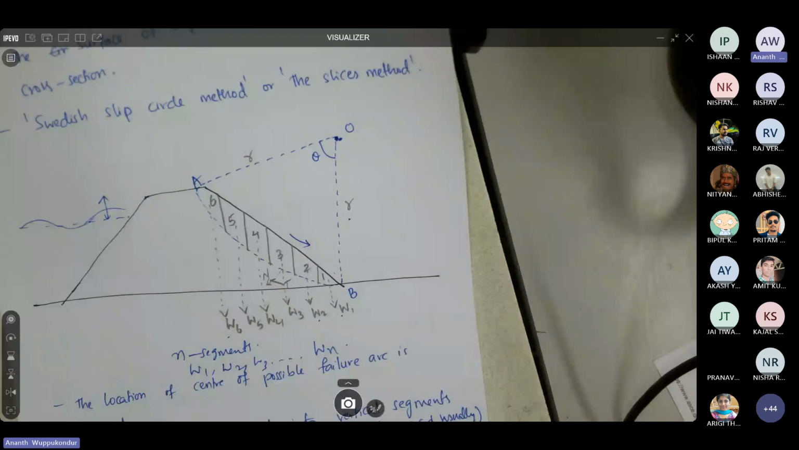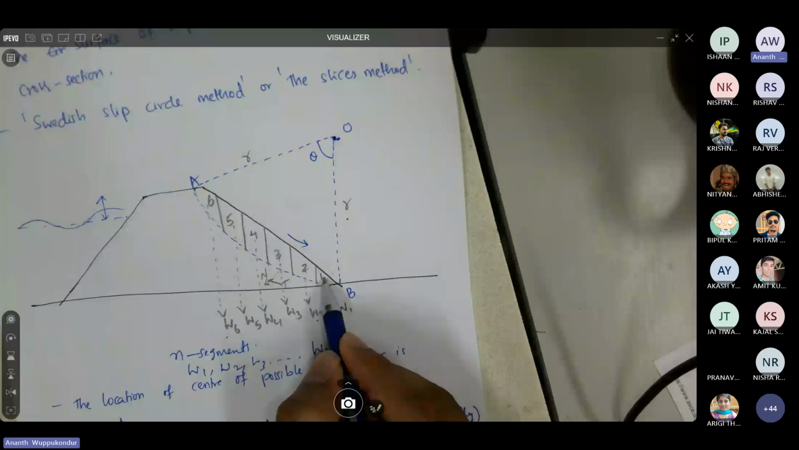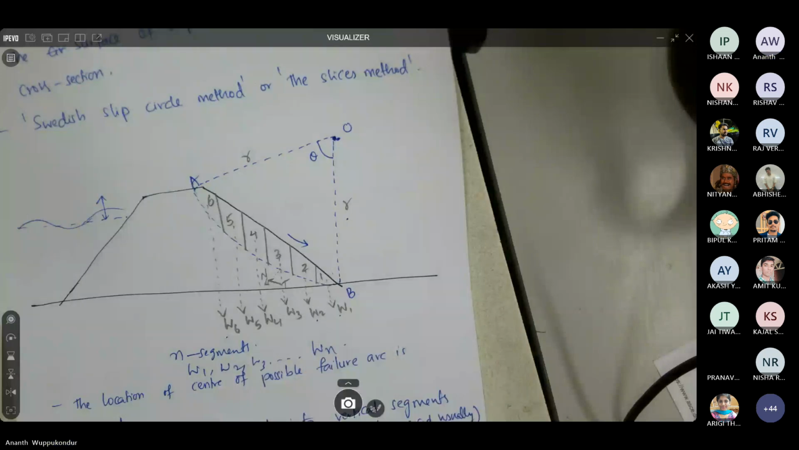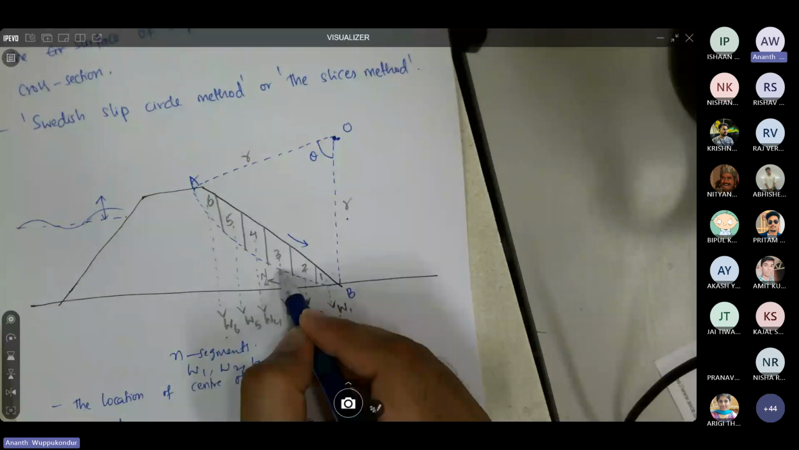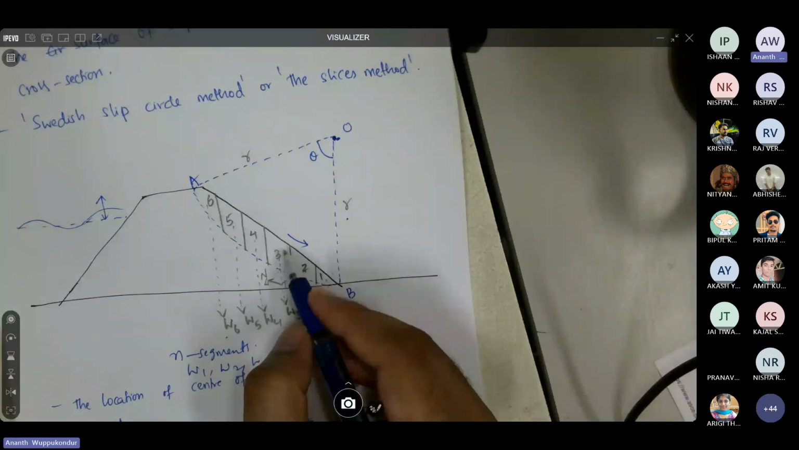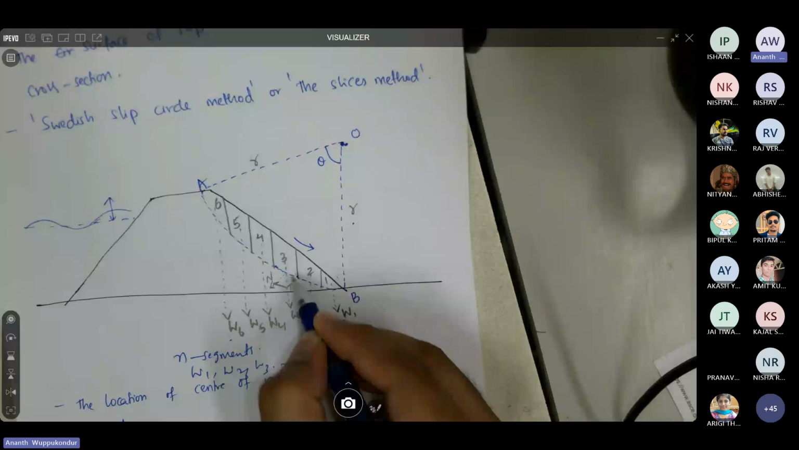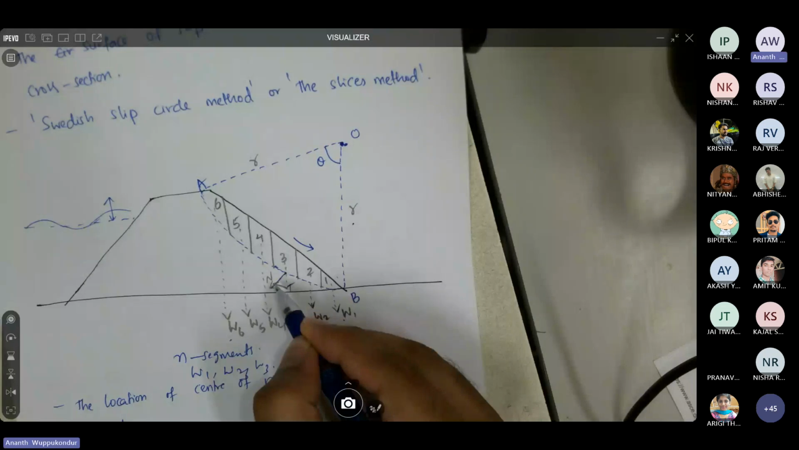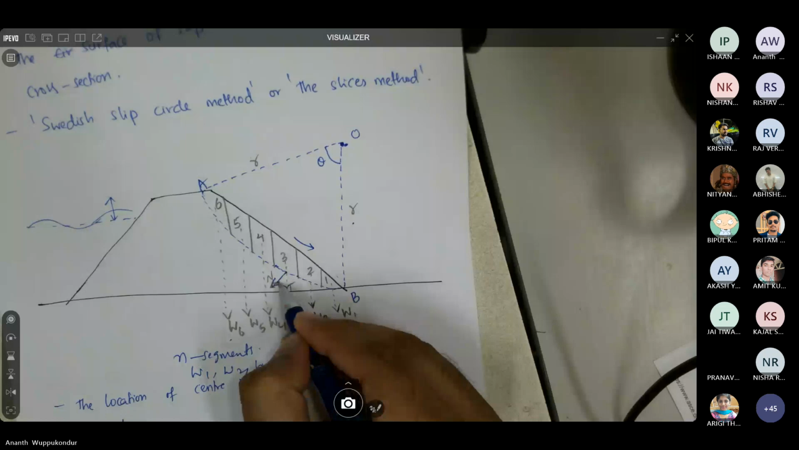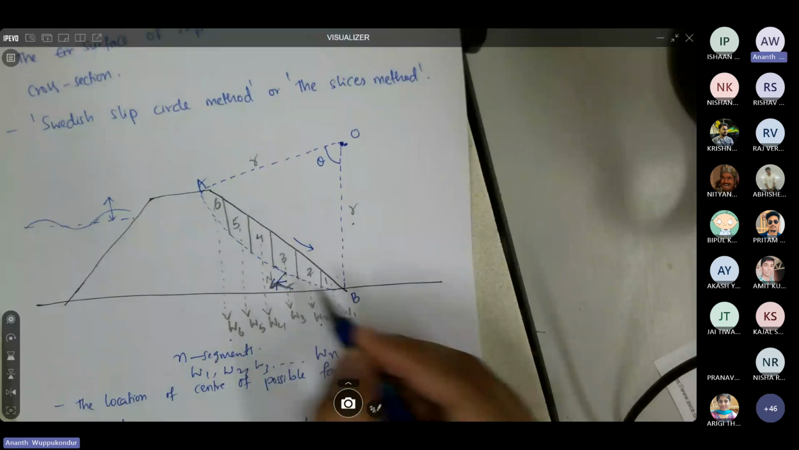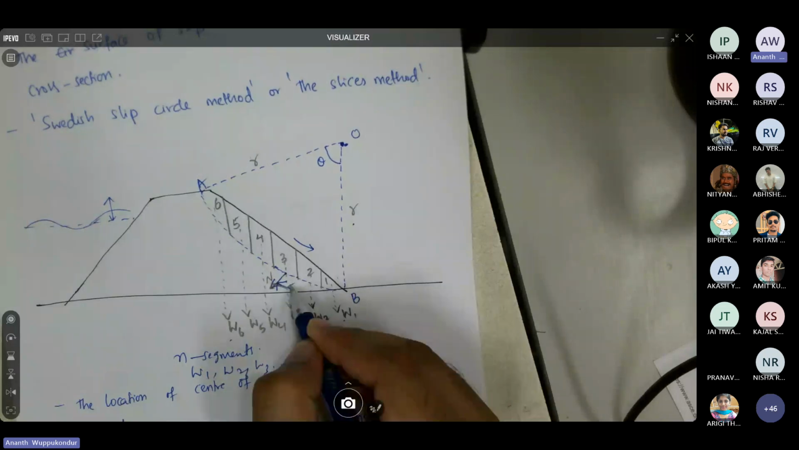So this Wn is going to act downwards, which is the weight of the soil mass. And we can resolve this weight of the soil mass into two components. So one is normal and the other is tangential. So let's say you have this surface or the slip circle here. So there would be a force normal to this surface, and then there would be a force which is tangential to the surface. So the normal force is represented by N and the tangential force is represented by T.